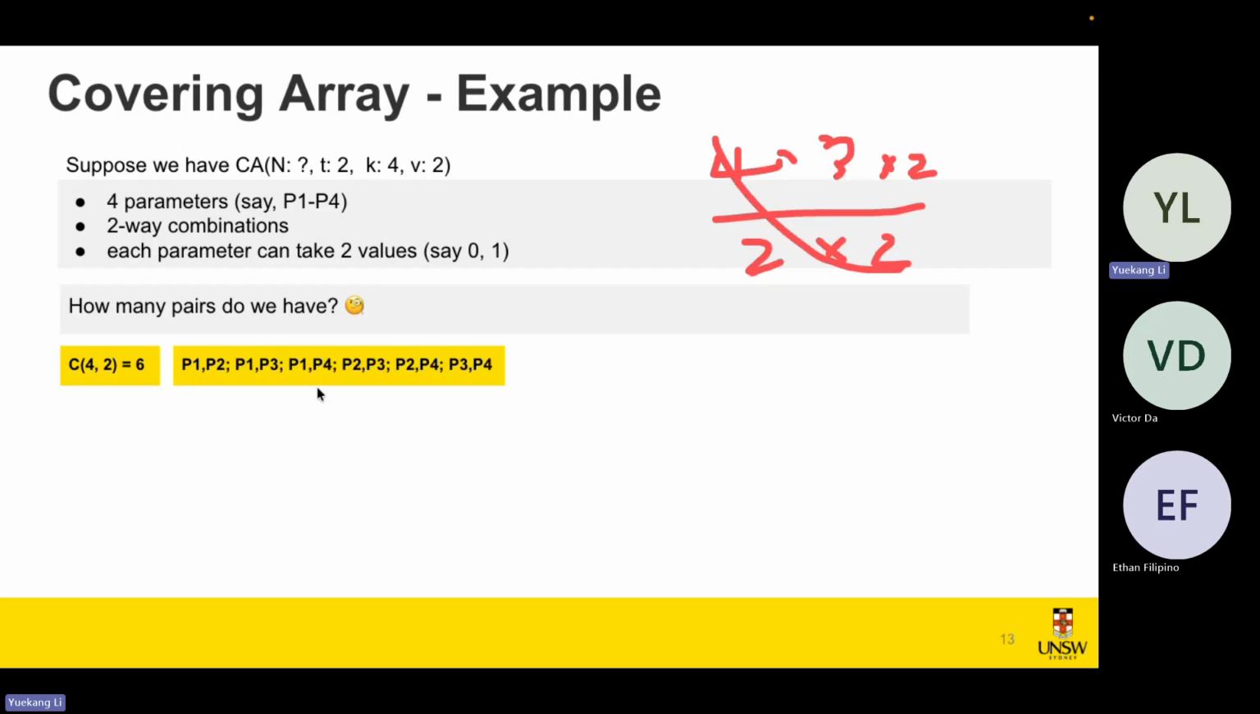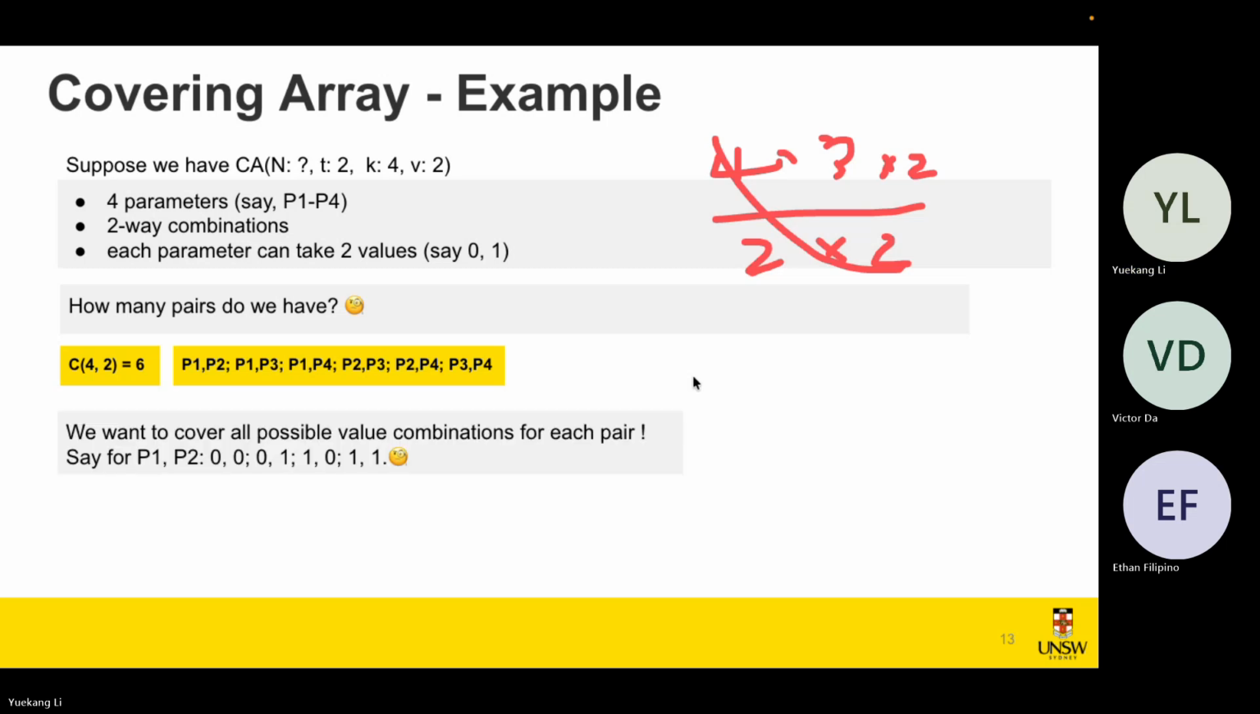And these are the 6 pairs: P1,P2, P1,P3, P1,P4, P2,P3. Why don't we have P2,P1 here? Because we don't care about order in combinations. We just care about the appearance of the parameters, so P2,P1 equals P1,P2. So we also have P2,P4 and P3,P4. We have these 6 combinations in total.